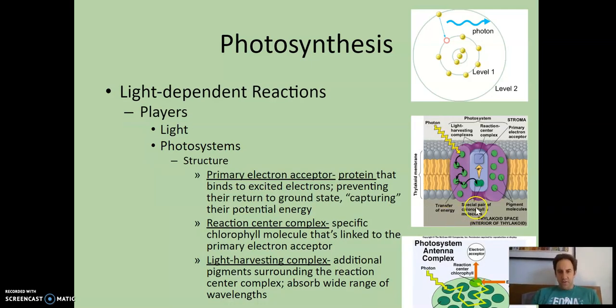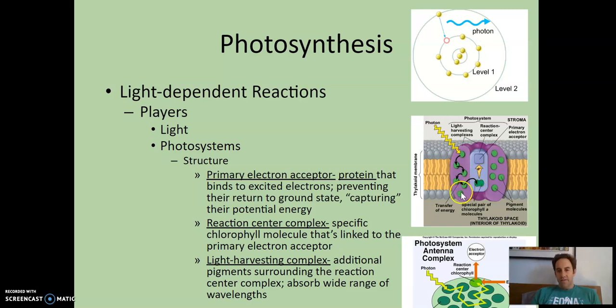So, some pieces to these photosystems. Note that there is what is called a primary electron acceptor protein here. This basically will capture a high energy electron and sort of keep it in this high energy state. That's going to be really important for later. There's the reaction center complex, which is this specific chlorophyll molecule that passes electrons to that primary electron acceptor.